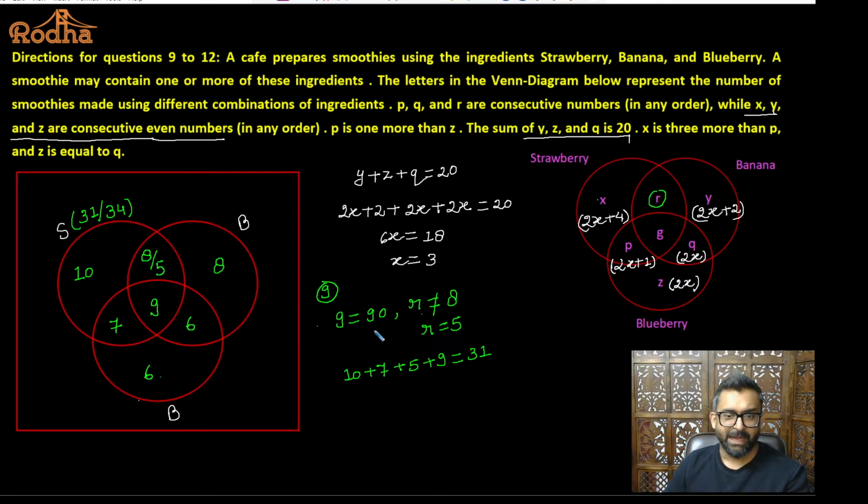Yes. Now I know that if R is 5, so it has to be 31. It cannot be 34. This is question number 9. Let's move to question number 10. Okay.